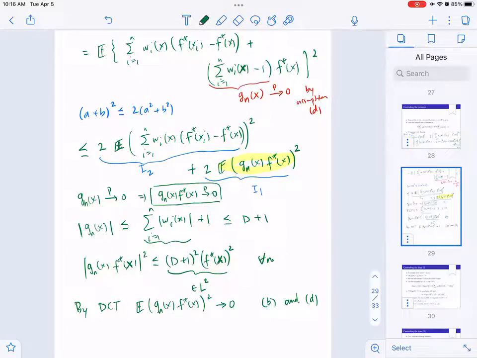Okay. Just do it for yourself. It's just that this sequence is bounded by a function which is integrable. This is not in L2, sorry, this is in L1 because f is in L2. So in L1, the expectation exists basically.